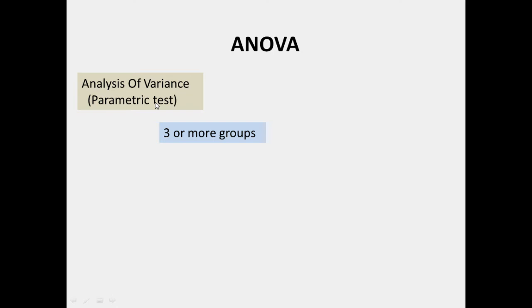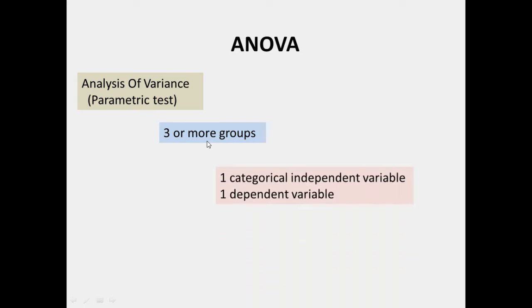So what we saw, first one is chi-square, it is a non-parametric test. Next we saw t-test, it is used for two groups and it is a parametric test. Next is ANOVA, it is used for three or more groups. So here we have one categorical independent variable and one dependent variable. Categorical, I explained it to you all earlier. Categorical means a qualitative variable or a nominal variable, and the other one should be a dependent variable. I will explain what independent and dependent variables are in the next slide.